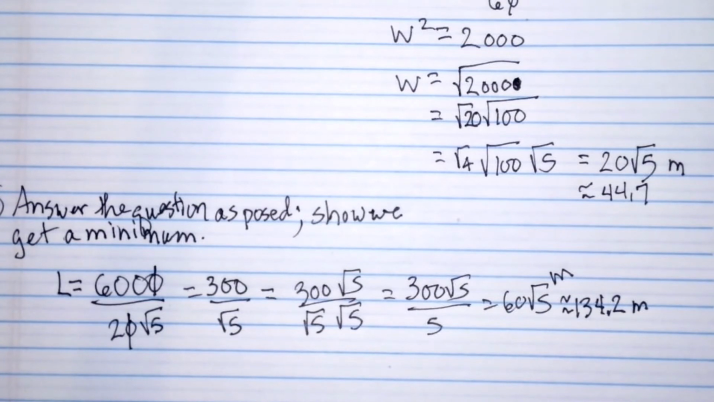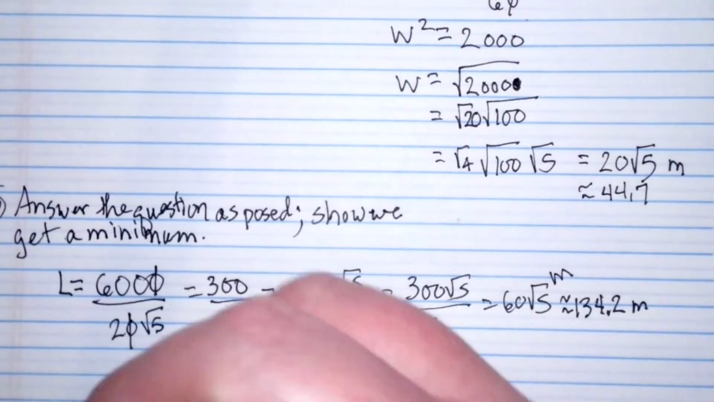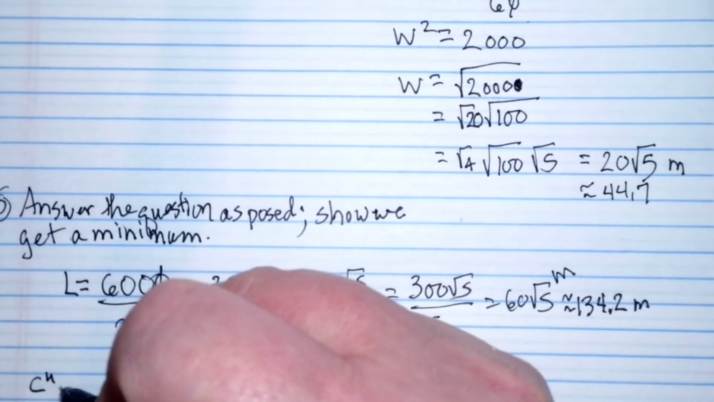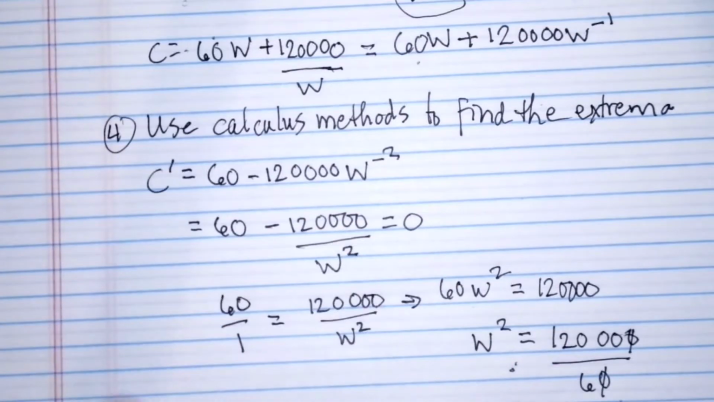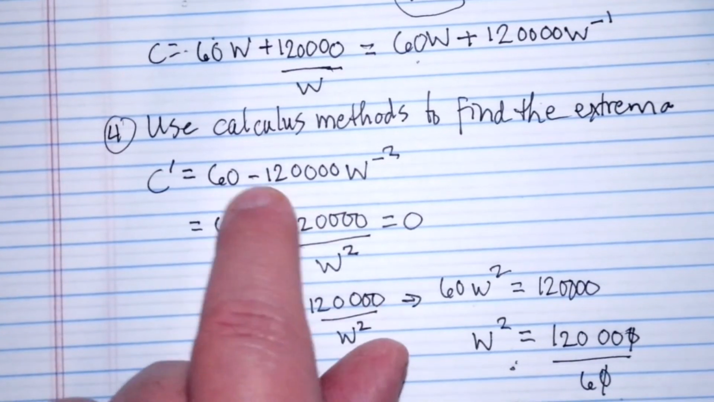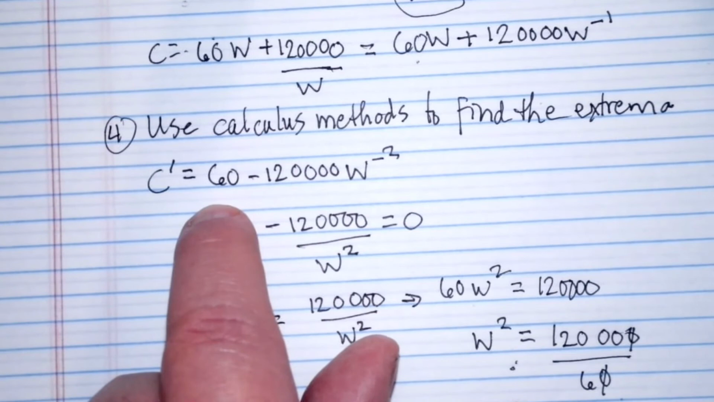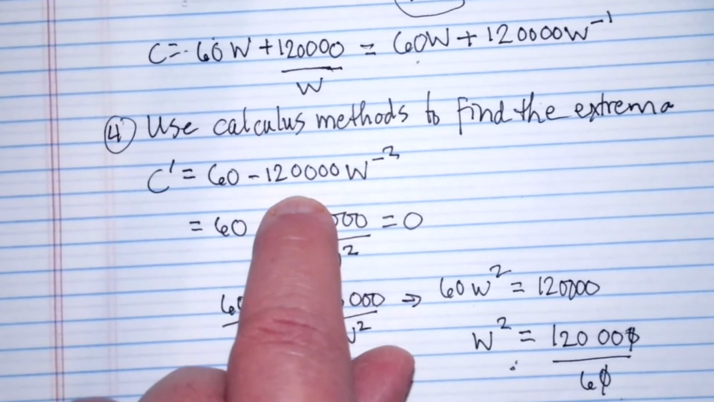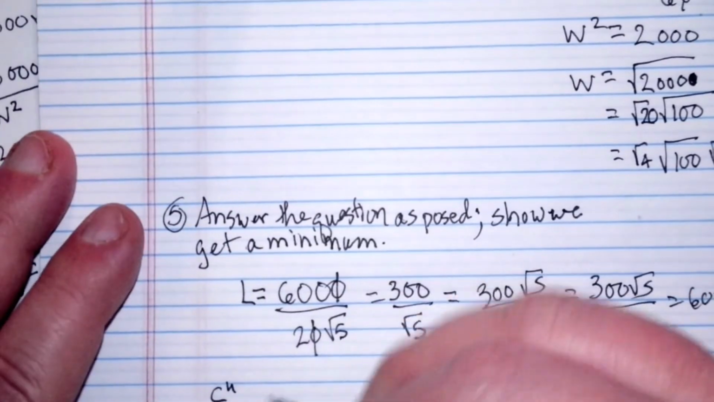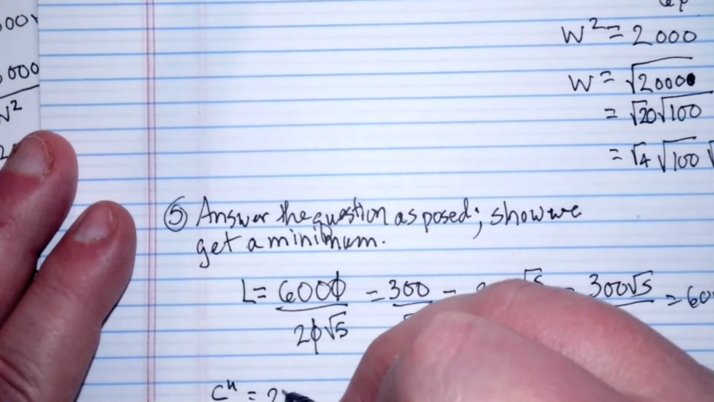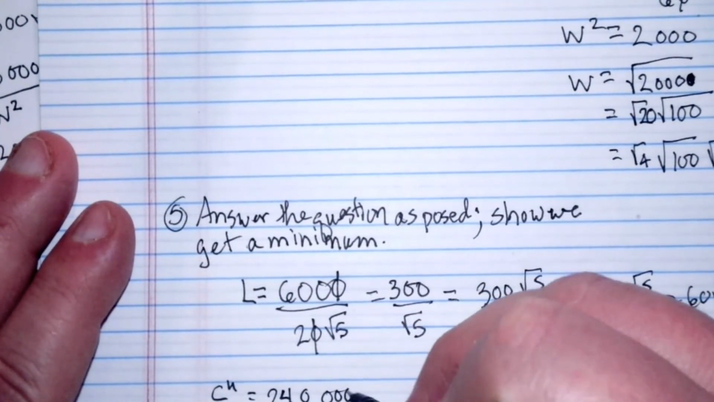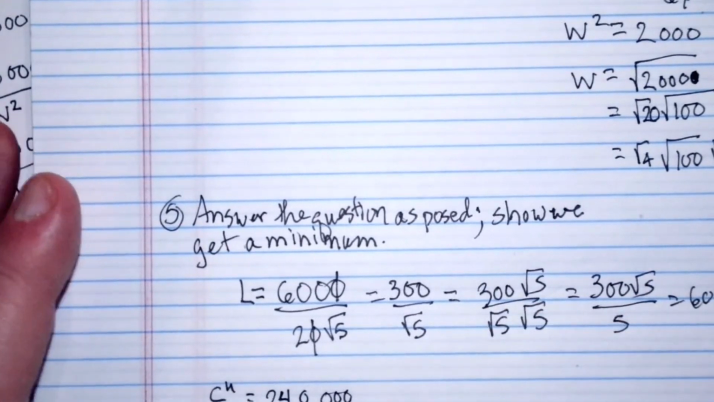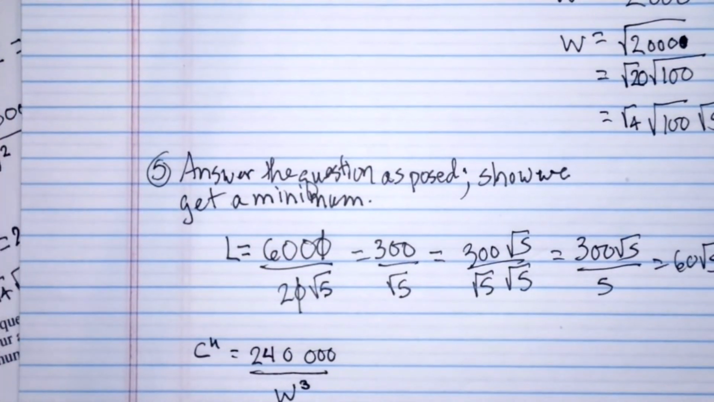So now we need to show that we get a minimum, and we can do that with either the second derivative test or the first derivative test. I think the second derivative test will work in this particular example, so let's try that. The original first derivative was 60 minus 120,000 W to the minus 2. If we differentiate this, we'll get 0 plus 240,000 W to the minus 3. Which I'm going to write as 240,000 over W cubed.